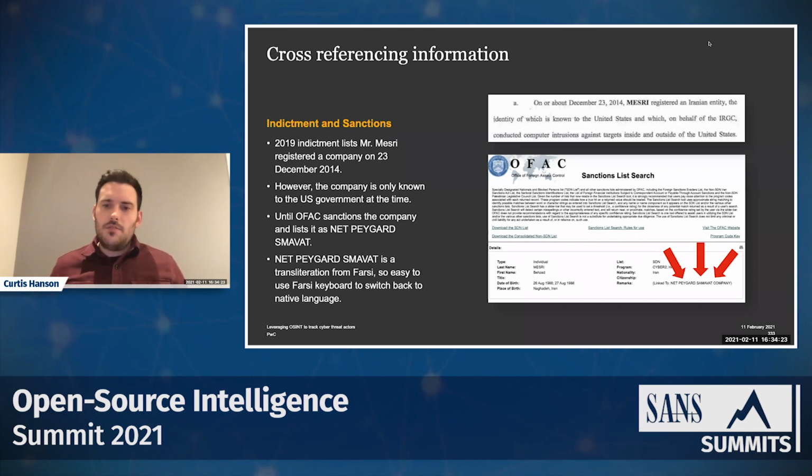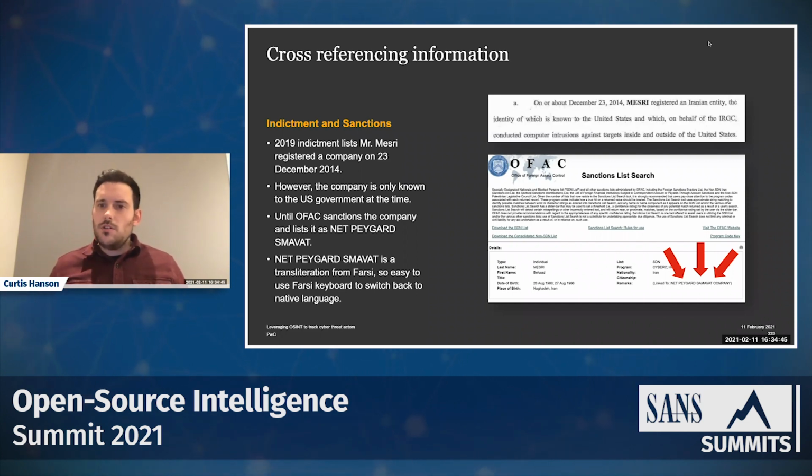And voila, I have it: Net Payguard Samabot Company. This is his company that he's registered. And you're probably wondering, why do I care about this company? Well, typically, incorporation records are sort of a gold mine of info. You have basically dates, you have addresses, you have corporate board appointments, sometimes you even have capital, right? How much money the company has.